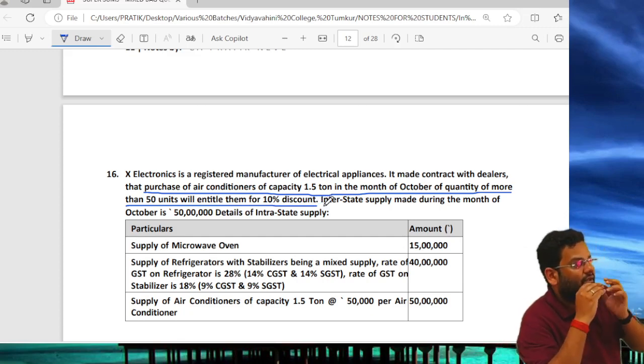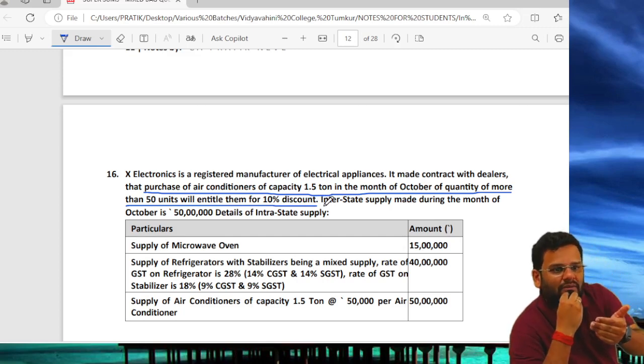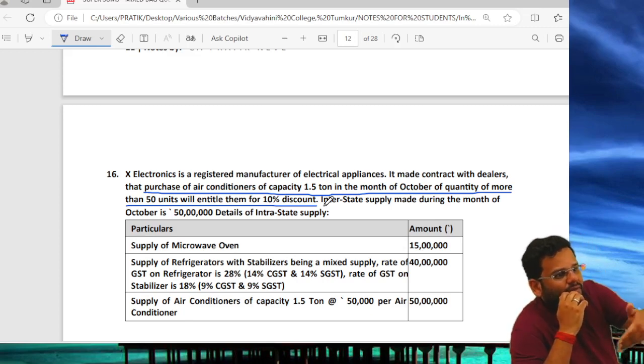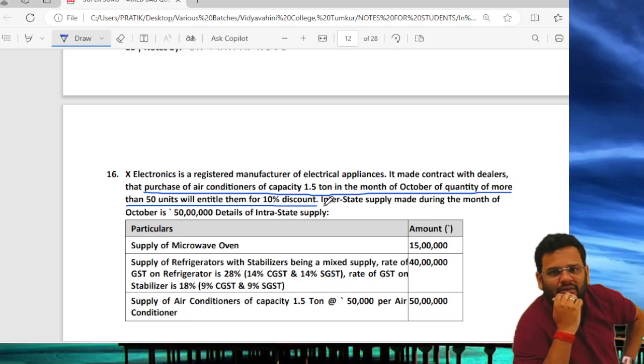So friends, discount is agreed to be given before supply or after supply? Means my question is, the two questions actually. This discount will be given after supply or before supply? Yes, purchase of ACs of capacity 1.5 ton in month of October of quantity of more than 50 units will entitle them for 10% discount. In short, I have to understand if quantity increases beyond 50, the customer will get discount.